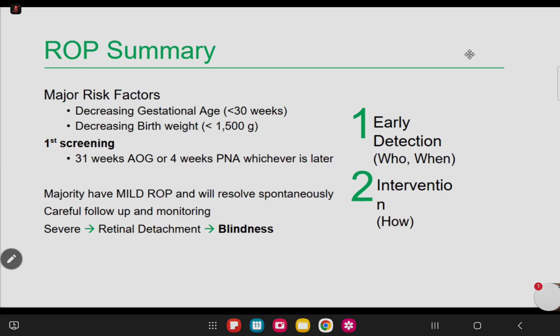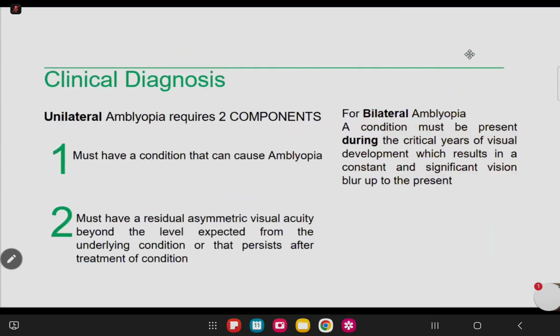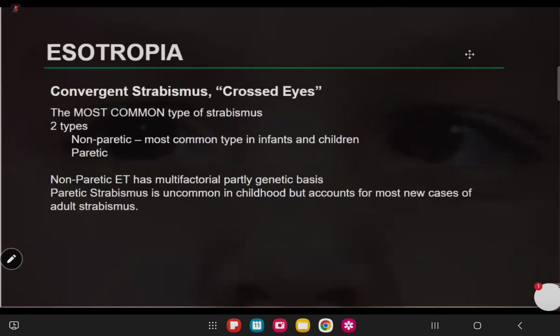So it's important to know when to screen on your level. If you graduate as doctors, even if you don't go into specializations like pedia or ophtha, as general practitioners you have to advocate the screening for retinopathy of prematurity, as early detection and early intervention is important to prevent blindness. So I guess that's the end for today's session. The amblyopia and the succeeding topics will be discussed Wednesday.